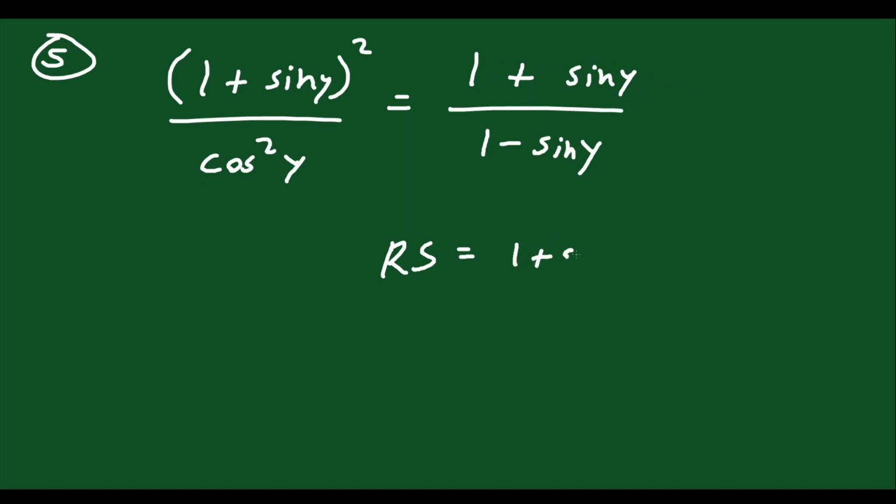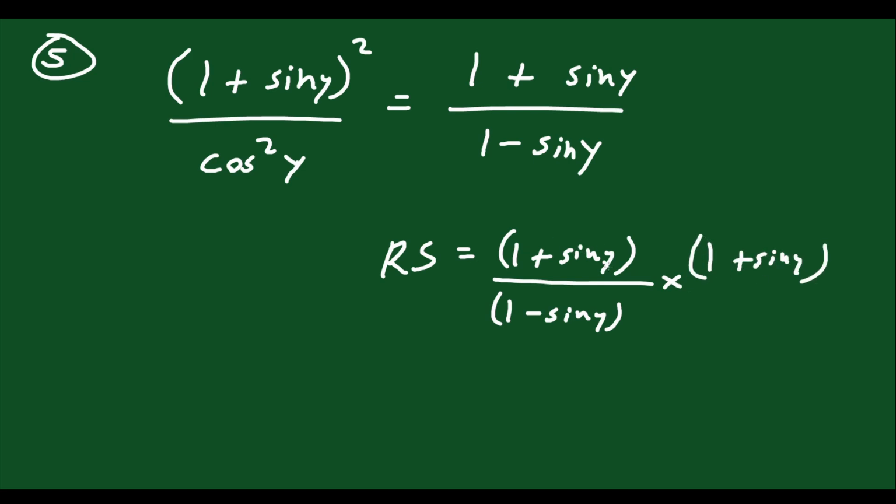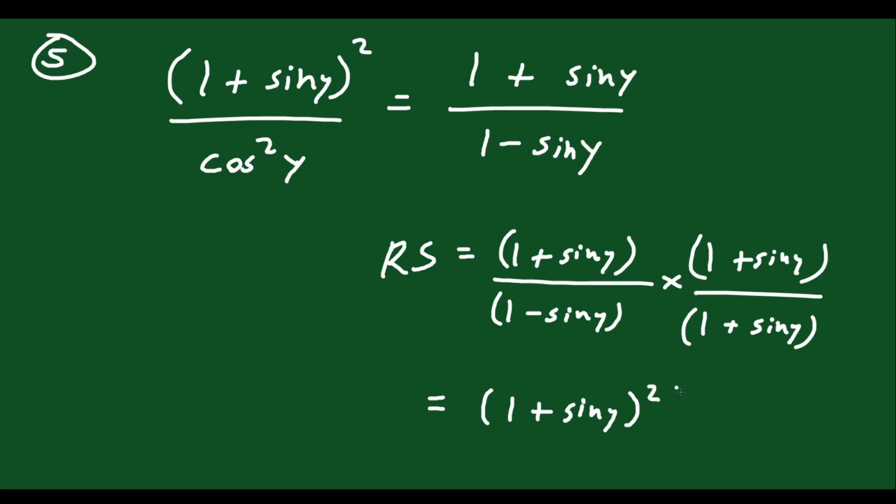So I could say 1 plus sine y over 1 minus sine y. I could multiply that by 1 plus sine y to get the top to be (1 plus sine y) squared, just like the left. And I have to do the same thing to the bottom, obviously. Can't just do it to the top, so you get that. On the top, our numerator is basically done. We have (1 plus sine y) squared, that's what we want.